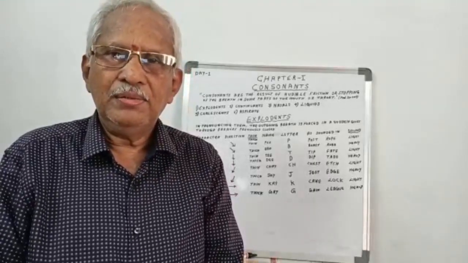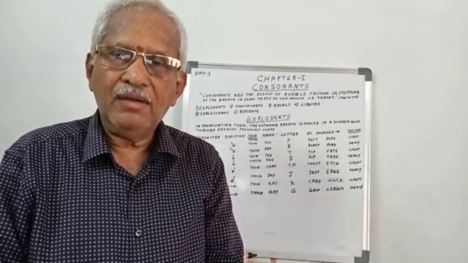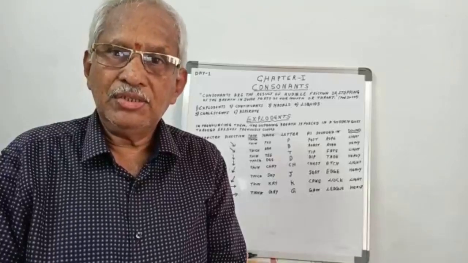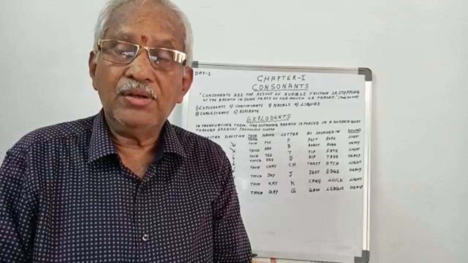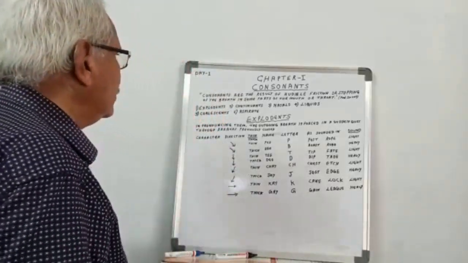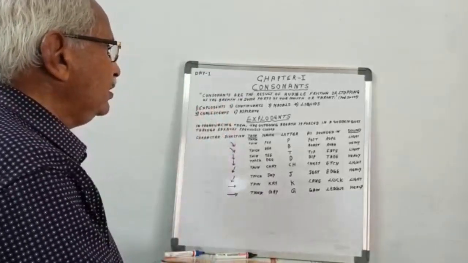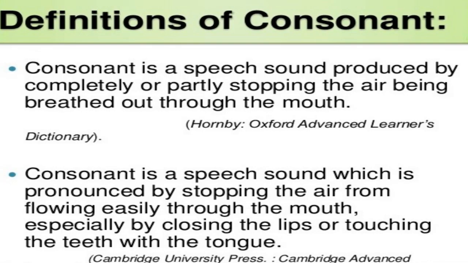Today we are going to discuss chapter 1 of the Pitman Shorthand Instructor, that is consonants. What is meant by consonant? Consonant definition: consonants are the result of audible friction or stopping of the breath in some parts of the mouth or throat.